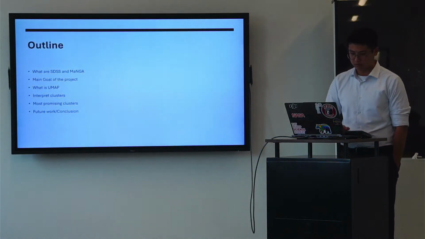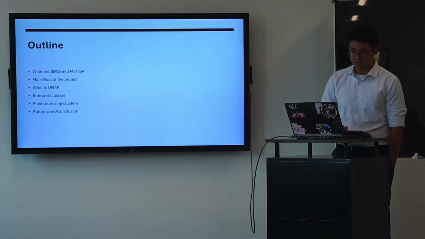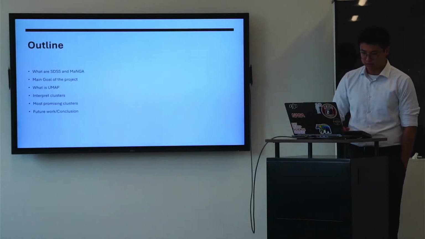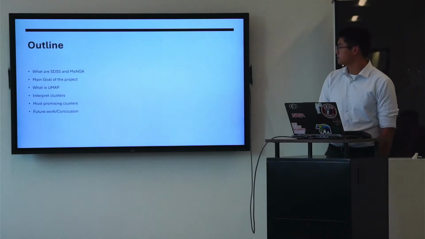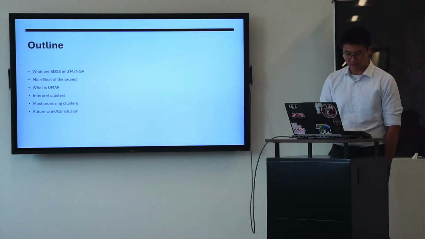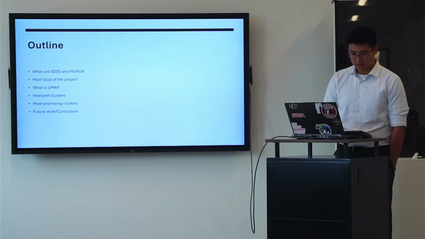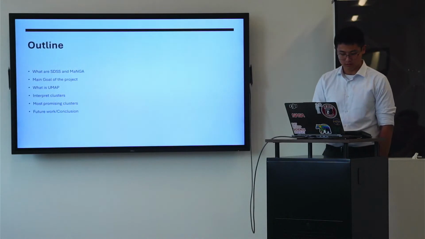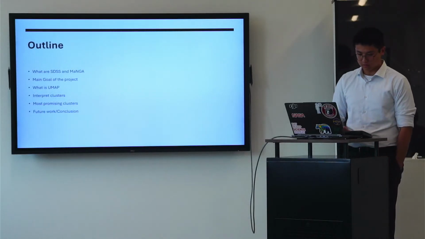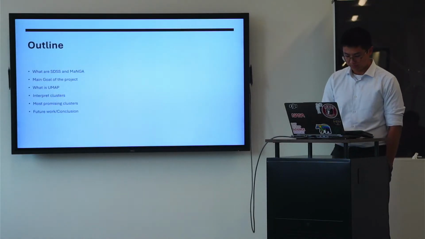First, I'll introduce the two astronomical surveys behind the project, SDSS and MaNGA. And then I'll introduce you to the main goal of the project, and I'll explain the dimensionality reduction tool I used for the project. And then I'll interpret the clusters, and then I'll pick up two of the most interesting clusters I found in the project. And then I'll explain the future work and then conclusion for the project.